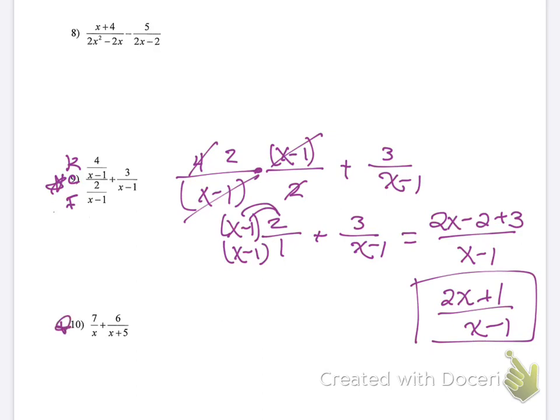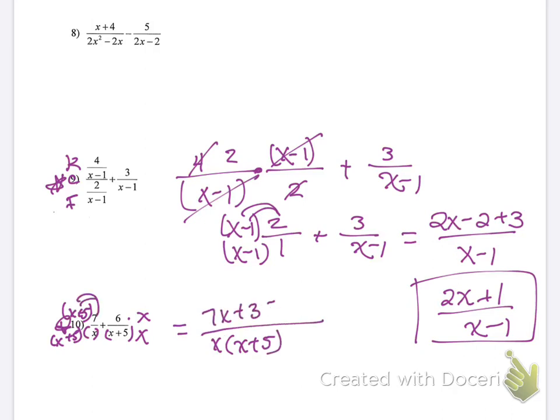Number 10, just to get you started, this whole thing is an x plus 5. It's missing an x term, so you've got to multiply on top and bottom by x. Okay, the first one, 7 over x, is missing the whole term, x plus 5. So on top and on bottom, you multiply by x plus 5. All right, so then 7x plus 35 plus 6x. Combine your x's, and you're done.